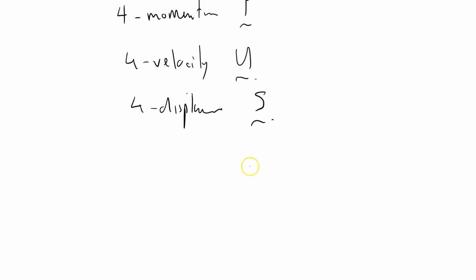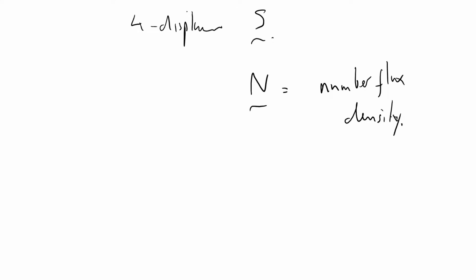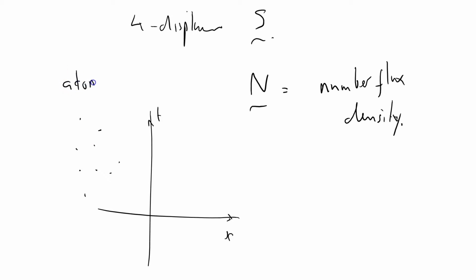I'm going to introduce a new one called N, which is equal to the number flux density. We're going to get some practice with modifying this particular 4-vector. I'm going to set up some coordinates here. There's an X and there's a T, and I'm going to consider little particles moving around. Sometimes I call them atoms, sometimes particles, sometimes dust particles.